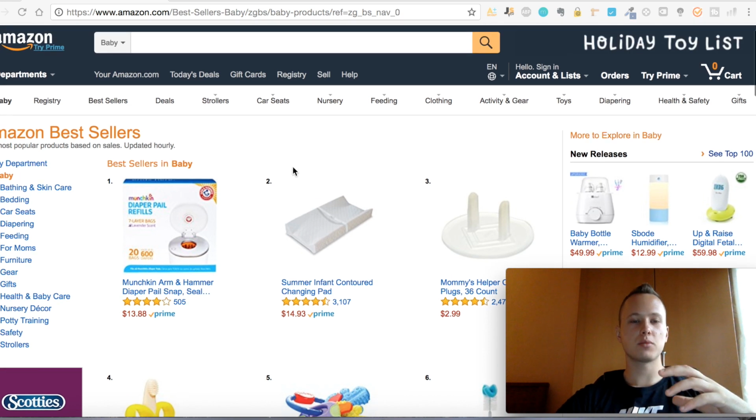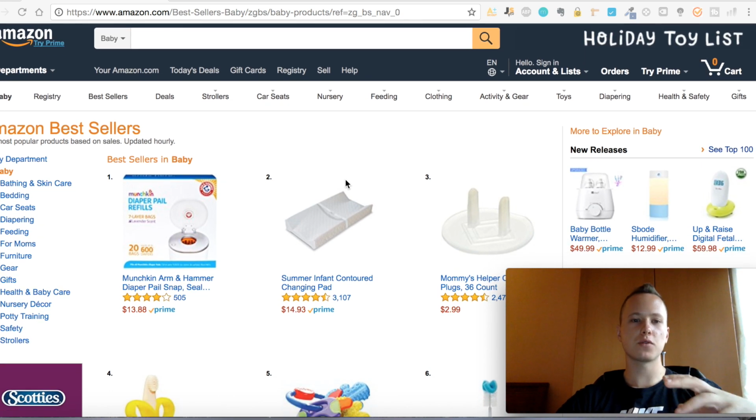So this method right here, like I said, is one of the many advanced product research methods. And why I call it advanced is because most people just use the web app, okay? This will actually set you apart from the other people that are using the web app. So let's go ahead and get started.